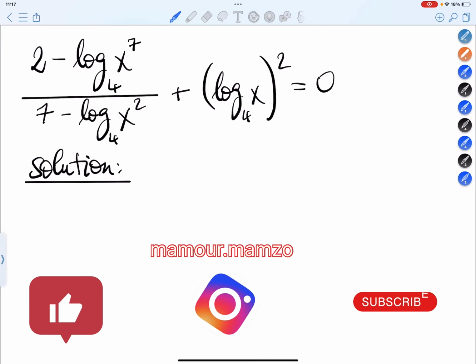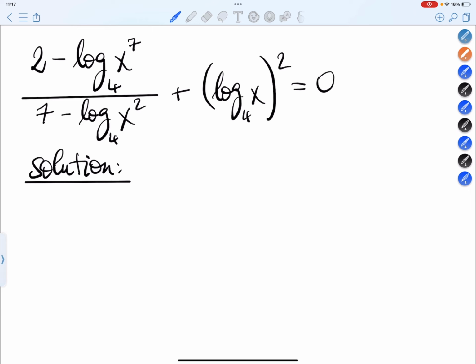Hi guys, so in today's video we're gonna try to solve this equation. As we can see, this is an equation that involves logarithms. To solve this, first of all, we need to set the conditions of existence.